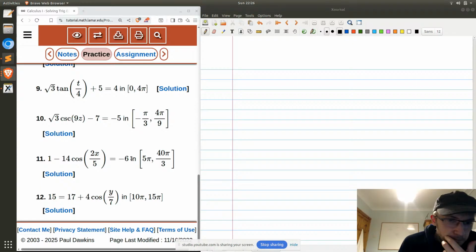Problem 11. Okay, take off the 1, divide it by negative 14, and we'll get a half. So cosine of 2x over 5 is equal to a half.